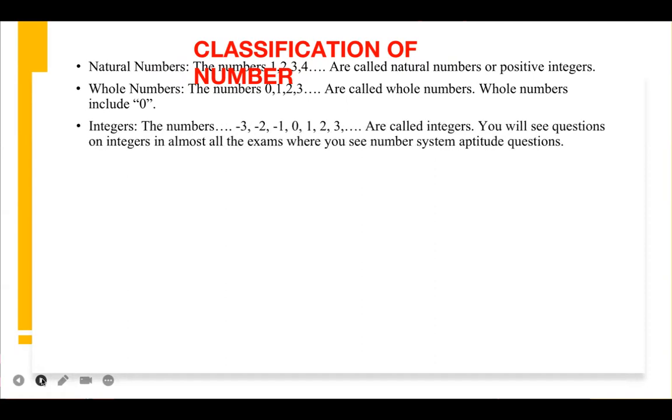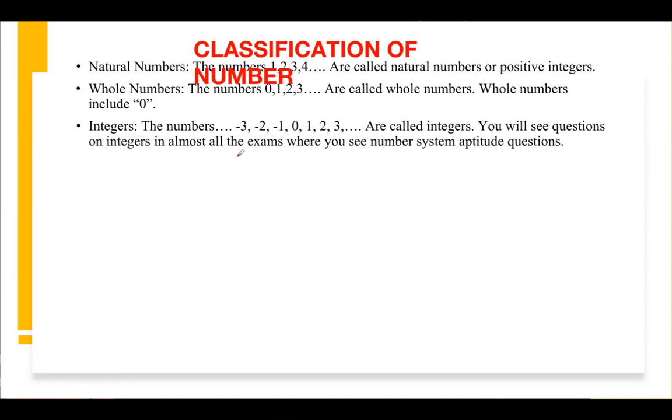Coming to integers, this is minus infinity to plus infinity, that means minus infinity and so on, minus 99, minus 98, minus 97, and so on, minus 3, minus 2, minus 1, 0, 1, 2, 3, and so on, 99, 100, and so on, to infinity. So these will be integers. Integers will include negative integers, positive integers, and 0.